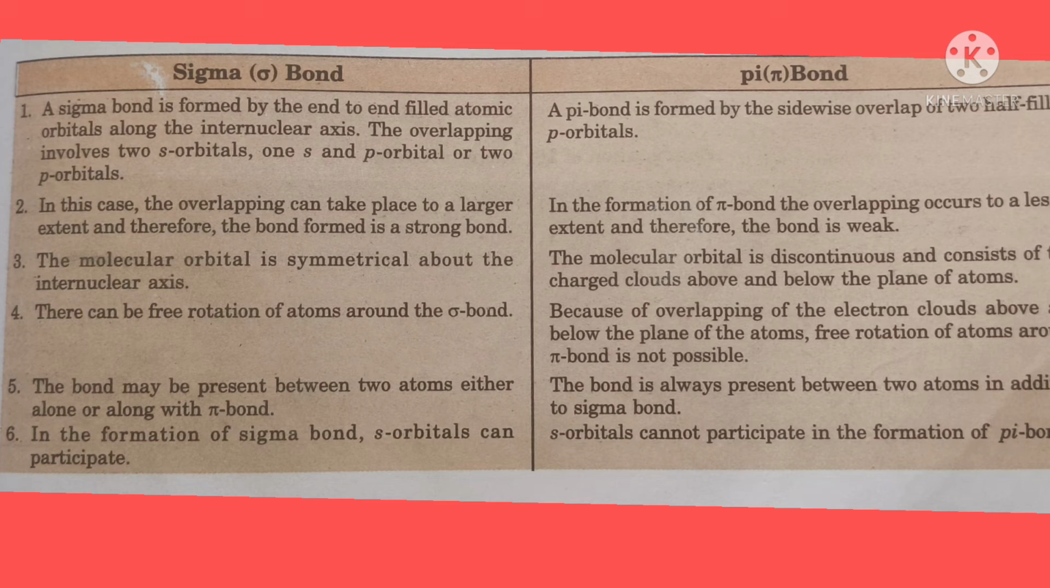The sigma bond may be present between two atoms either alone or along with a pi bond. The pi bond is always present between two atoms in addition to a sigma bond. In the formation of sigma bonds, s orbitals can participate. In the formation of pi bonds, s orbitals cannot participate.